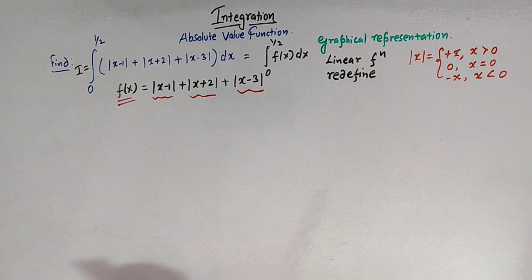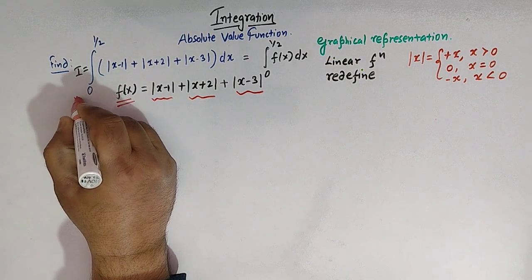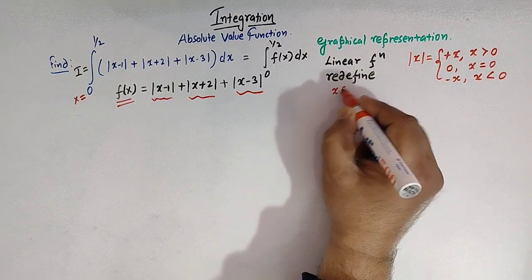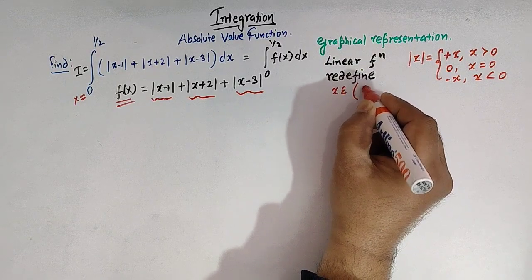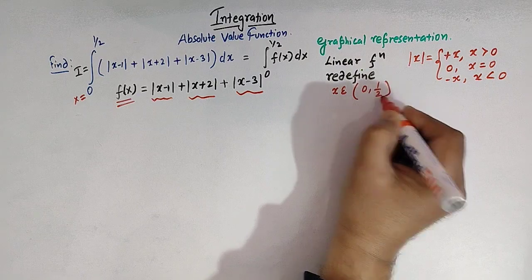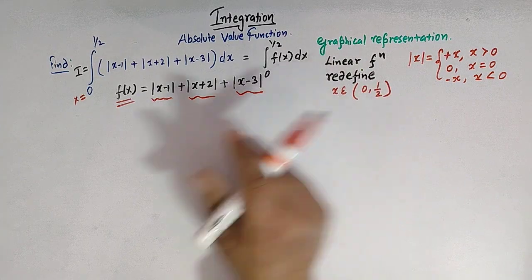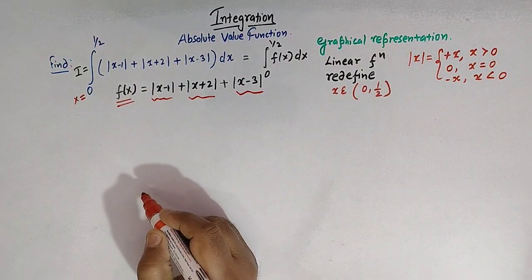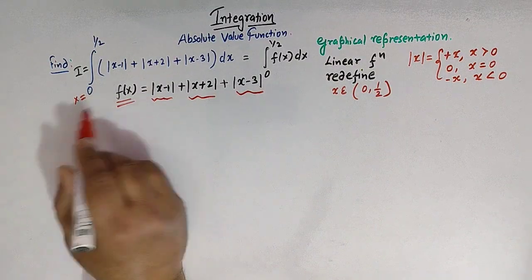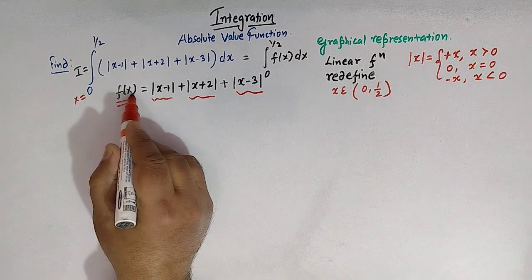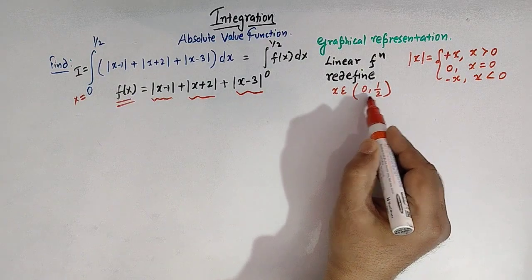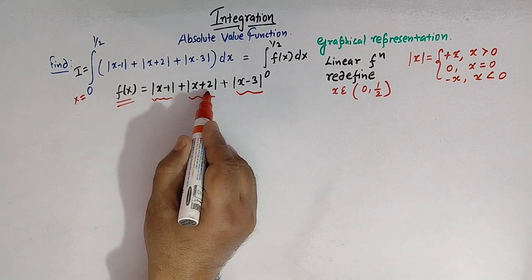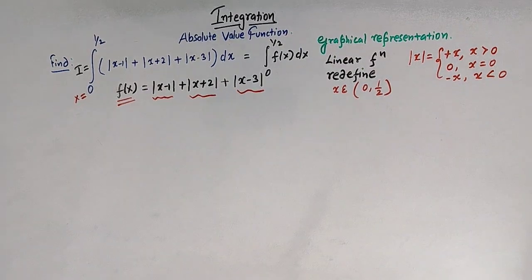So now here the limits of integration are from 0 to half, right? So we have this interval, that is x belongs to the interval 0 to half. That is we have to integrate this function from 0 to half, right? So now we'll define this function f of x in this interval, that is 0 to half, right? So let us take these three terms one by one.